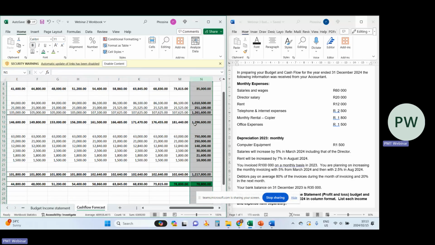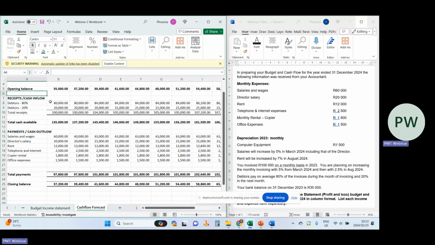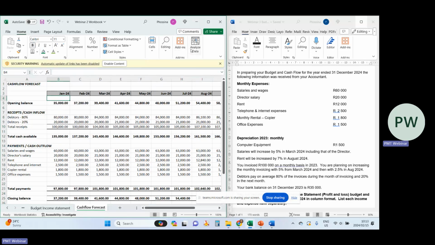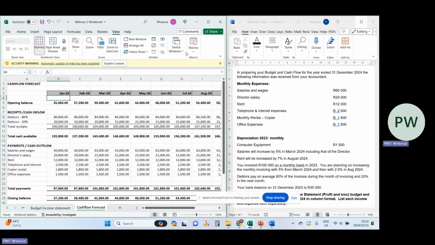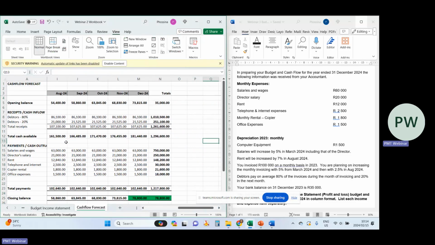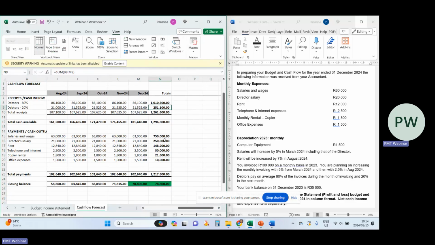So totals, we're just saying total of, okay, like what I did with the income, let me also freeze this part. View, freeze this part so that we are able to see the other end. So this is our opening balance for the whole year. Total income collected 80%, 20%, and then opening cash plus what we've received 129,600, and then salaries we paid 750,000, directors 250,000, rent.